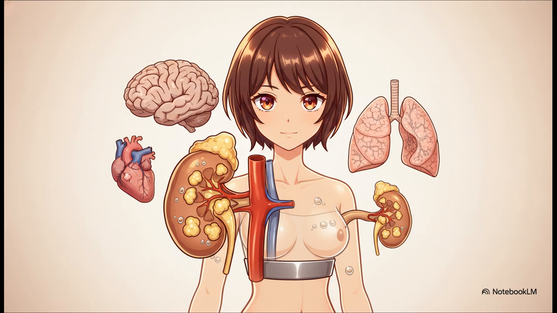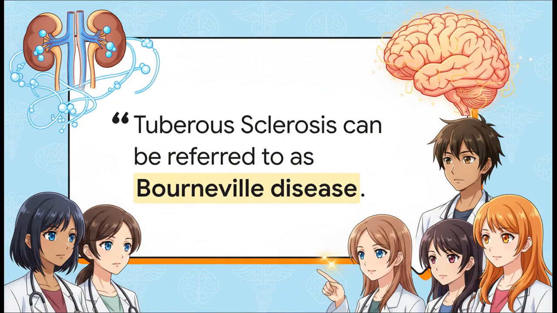Here, the body is growing benign tumors or hamartomas all over the place. And in the kidney, the classic finding isn't just cysts, it's these multiple fatty tumors called angiomyolipomas, or AMLs. When you see those, especially along with findings in the brain, heart, or lungs, you have to be thinking TSC. And hey, here's a little pearl for you, something to impress your attending with on rounds. An old school name for tuberous sclerosis is Bourneville disease. Just a little fun fact for your back pocket.